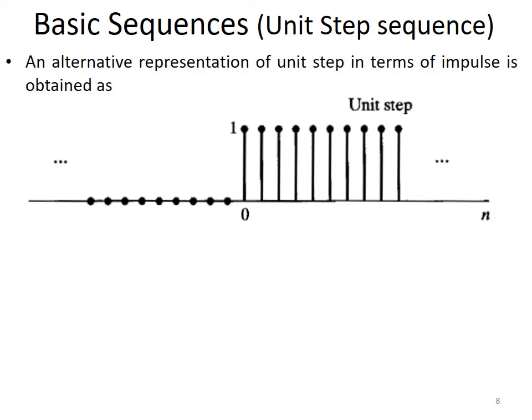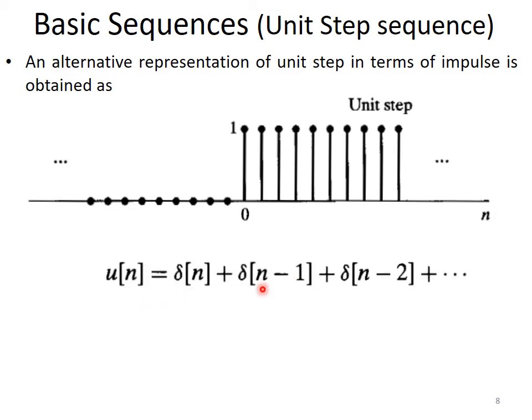Then an alternative representation of the unit step, as I told you, is as a combination of impulses. So u of n can be delta n, this one, then delta n minus 1, n minus 2, n minus 3, up to infinity. Right? So we can represent the unit step as a series of impulses. We call it an impulse train.